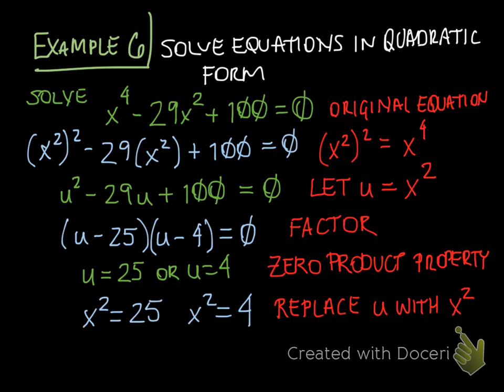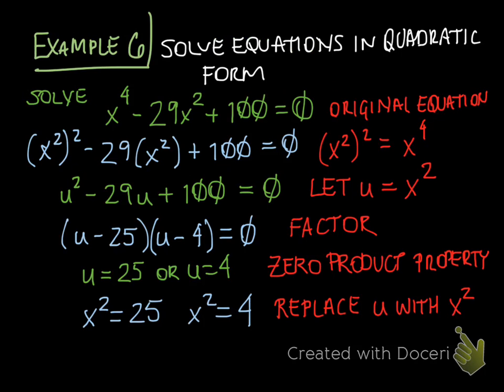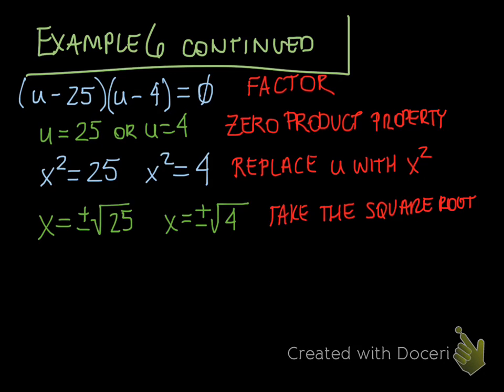Now, after we have that, this page is the exact same thing that we just had on our bottom 3 lines here, just on this line. So we've replaced u with x squared. Now, if you'll think back to yesteryear, all we need to do now is take the square root of both sides. When we do that, remember, if we use the square root to cancel out a squared value, our answer is going to be plus or minus.